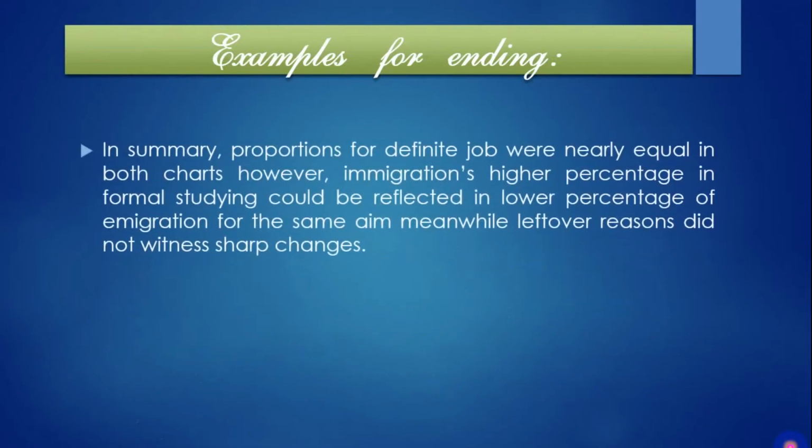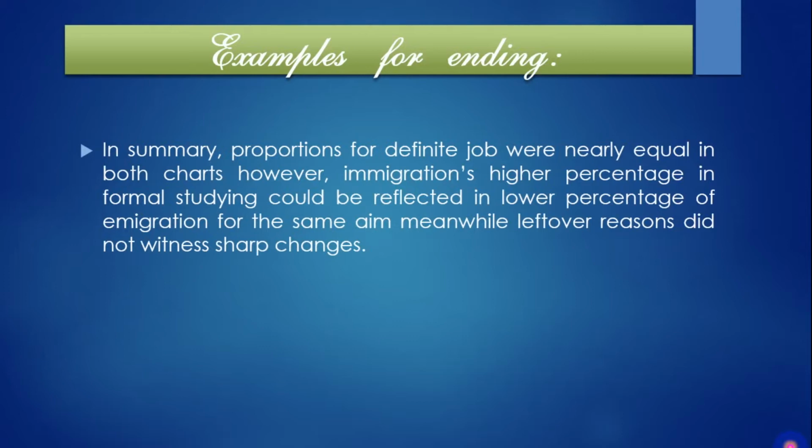In summary, proportions for definite job were nearly equal in both charts. However, immigration's higher percentage in formal studying could be reflected in lower percentage of emigration for the same aim. Meanwhile, leftover reasons didn't witness sharp changes.